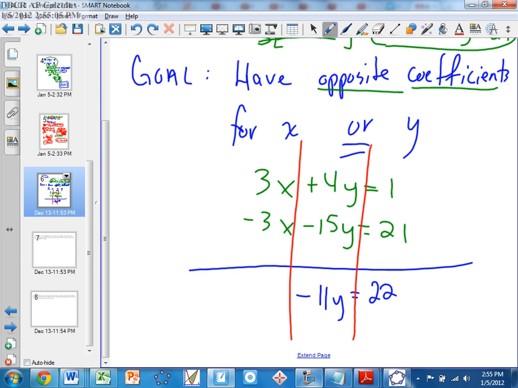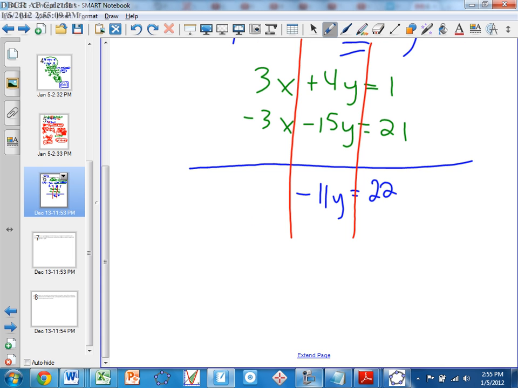Okay? You solve for y. If you have this, what is it? Negative 11y equals 22. Divide by negative 11. We get y equals negative 2.